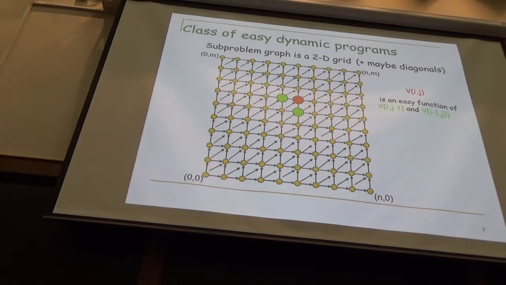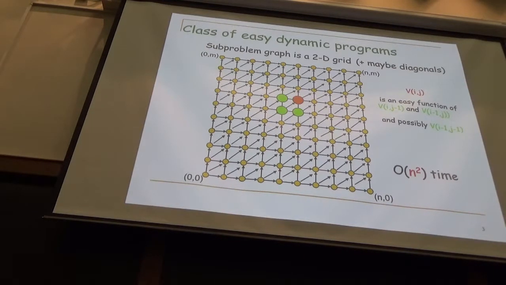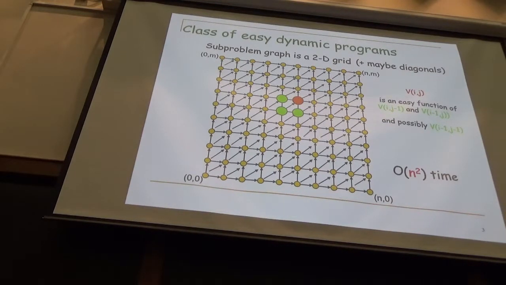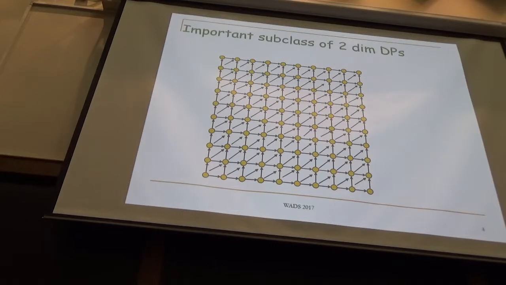just to its left and just below it, or possibly with the one just diagonal. Okay, and the running time of this thing is order n squared, because you just march through the graph. There are n squared vertices, and processing each vertex, well, I'm assuming that's constant time. Maybe it's logarithmic time. But we're not going to worry too much about log factors or small factors.